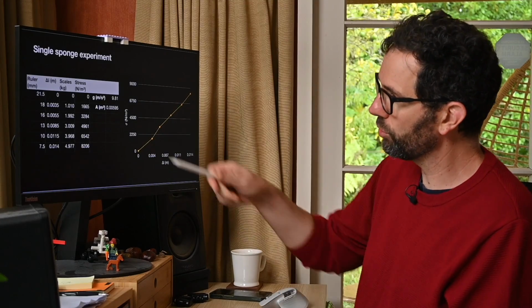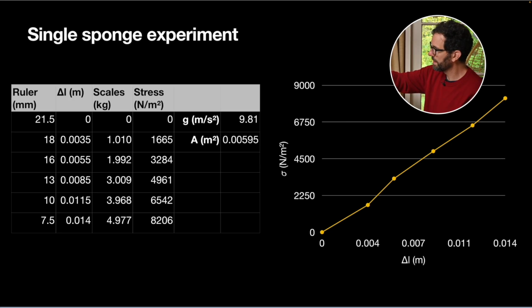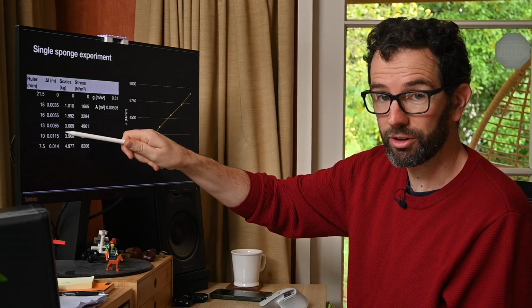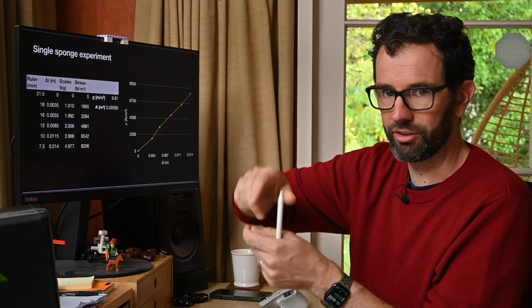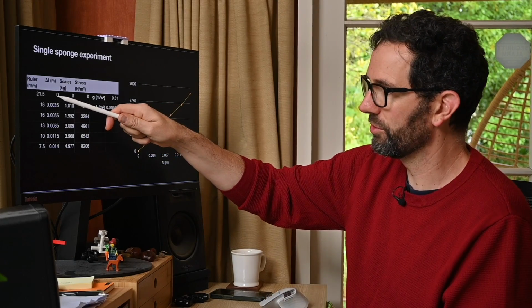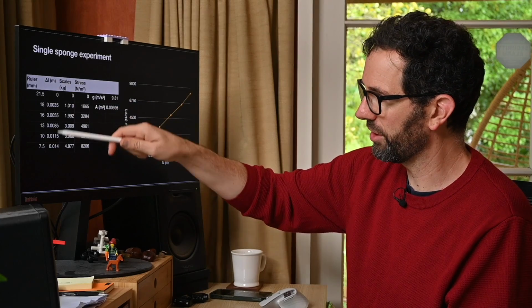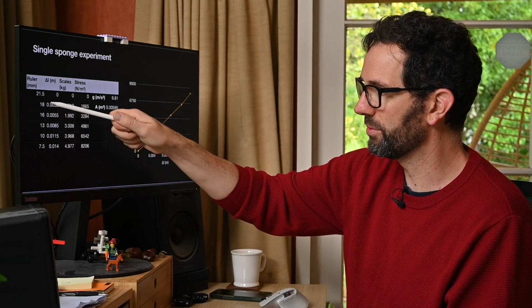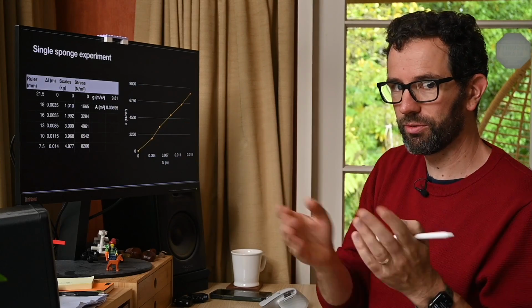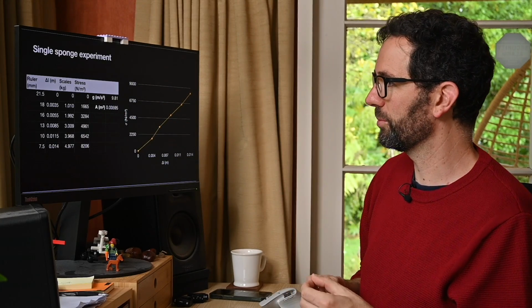I've got my ruler measurement going down this column. I've turned that into a change in length from the starting position, because really we want to know how much compression there is, not the actual length of the sponge. So with no force applied, there's no compression, so that's 0. And all these other ones are just 21.5 millimeters minus these values, but converted into meters. Because remember, we have to convert all of our units into our standard ones.